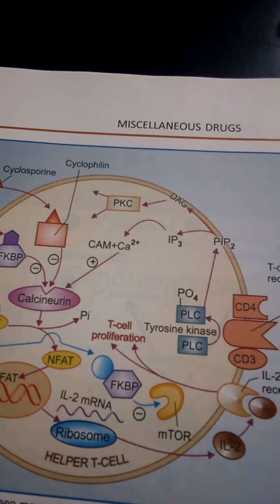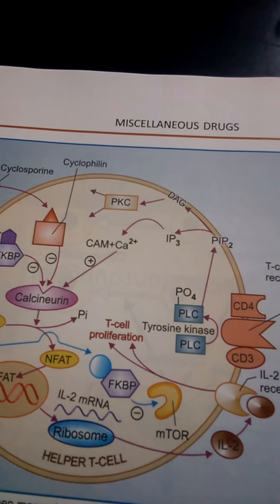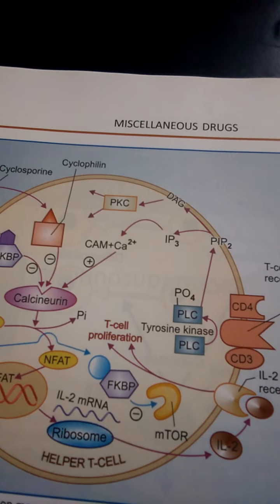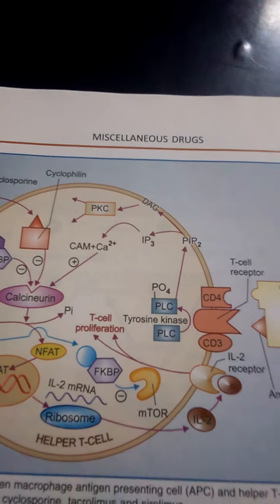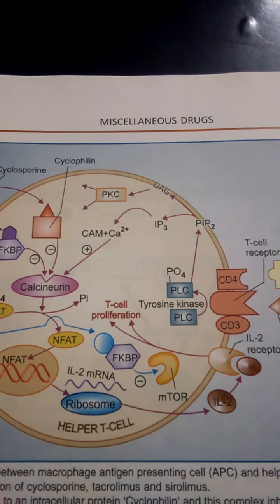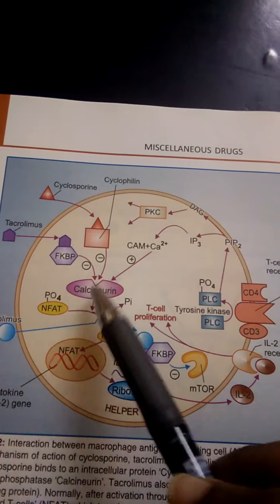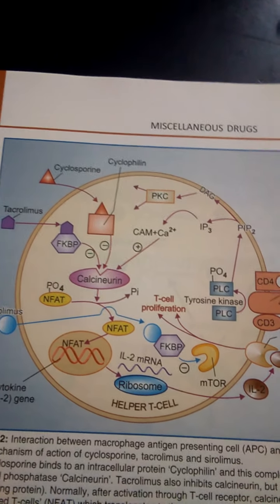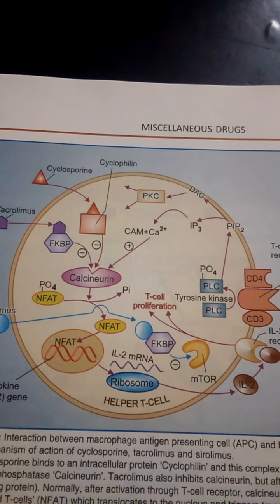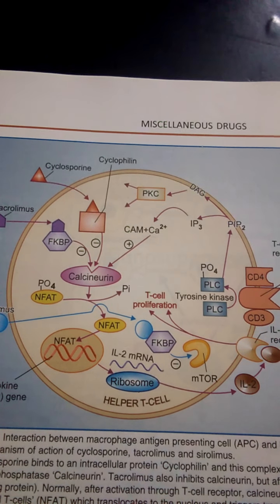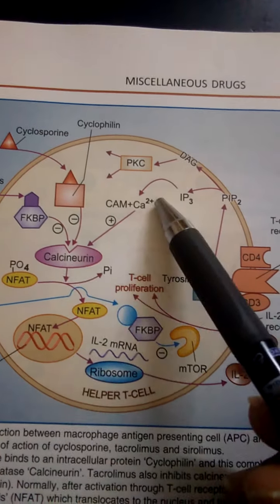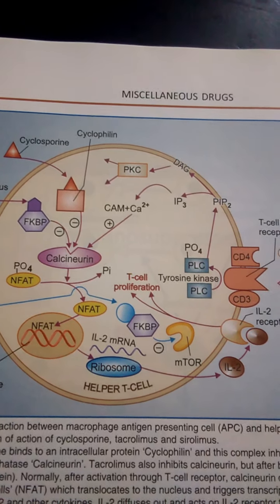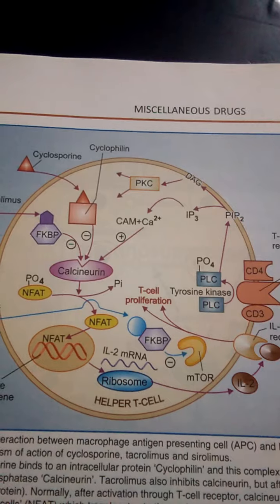and after the release, the calcium ions attach to the calmodulins, which are called CAMs. Calmodulin along with the calcium ions binds to calcineurin. Calcineurin is a protein that is also present in our cells. Here the calcium ions activate the calcineurin activity.